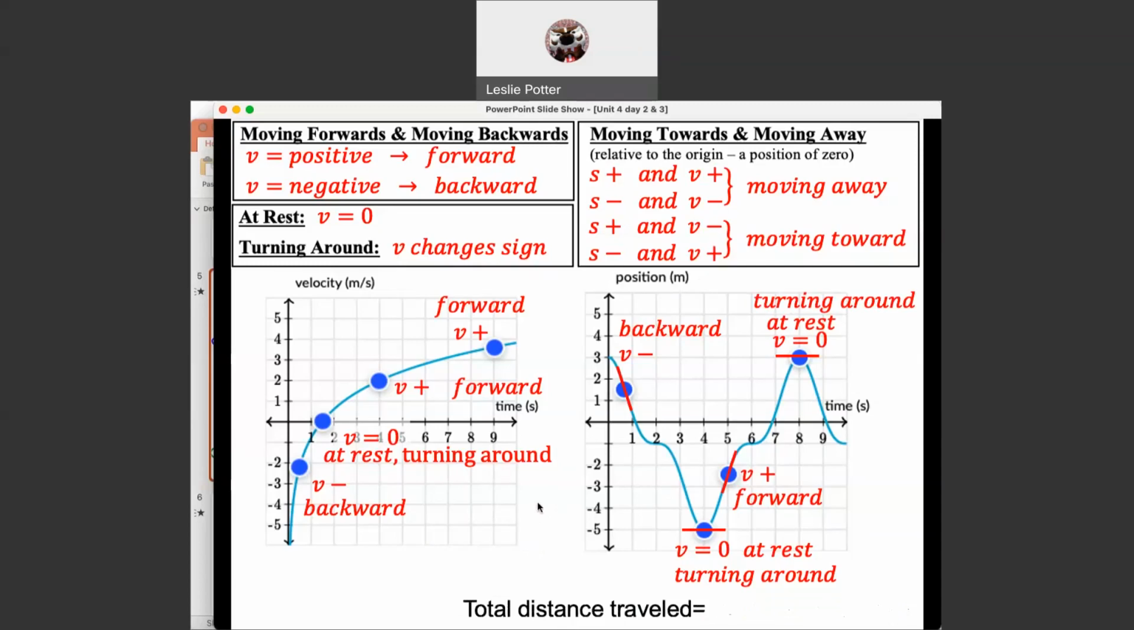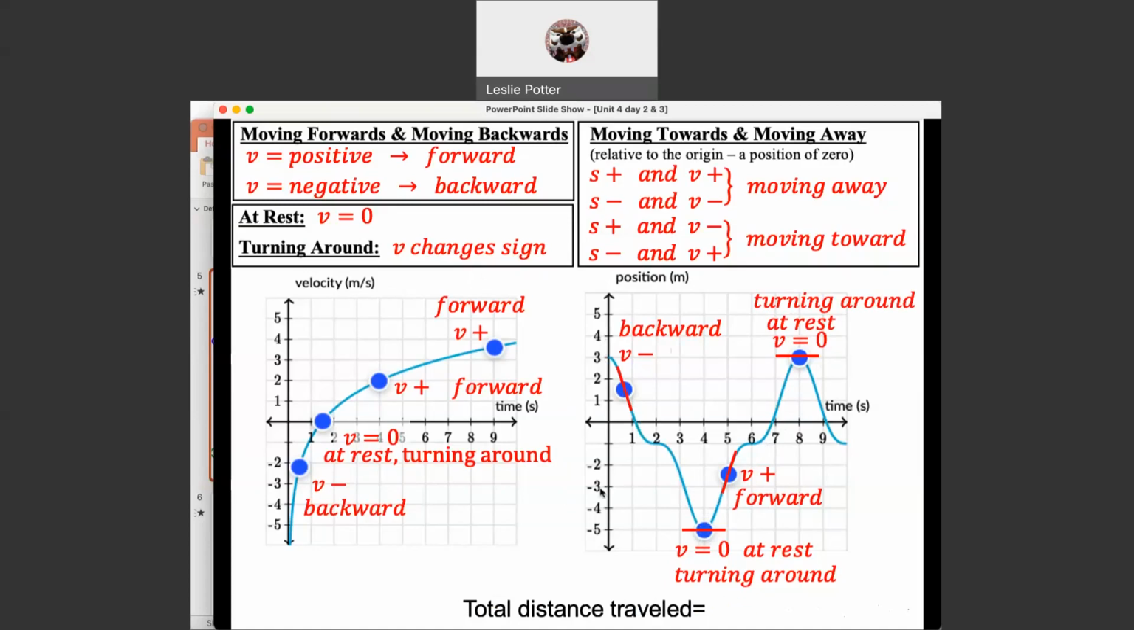Let's talk about the total distance traveled. We can only do that on this position graph, because we have positive and negative positions. So we go from 3 to 0. So that distance is 3. The displacement being negative, but we want total distance, so we want all positive values. So this is 3. And then we travel from the origin out to 5. So 3 plus 5, and then back to the origin. So 3 plus 5 plus 5.